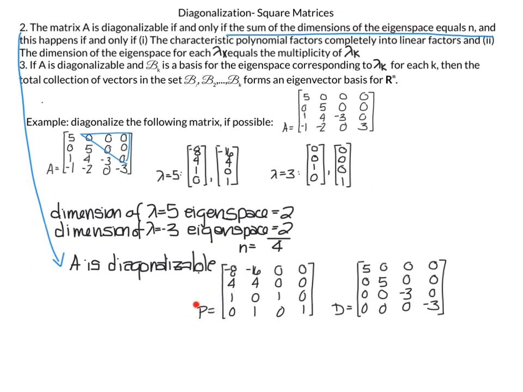And we form our invertible matrix P with these eigenvectors: negative 8, 4, 1, 0; negative 16, 4, 0, 1; and 0, 0, 1, 0; and last 0, 0, 0, 1. And the diagonal matrix is just the matrix with the eigenvalues on the diagonal. So 5 appears twice because it has multiplicity of 2. And the 3 also appears twice because it has multiplicity of 2. I'm sorry, that's negative 3.